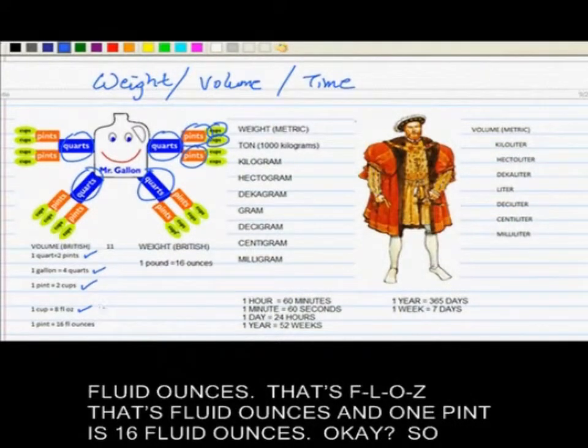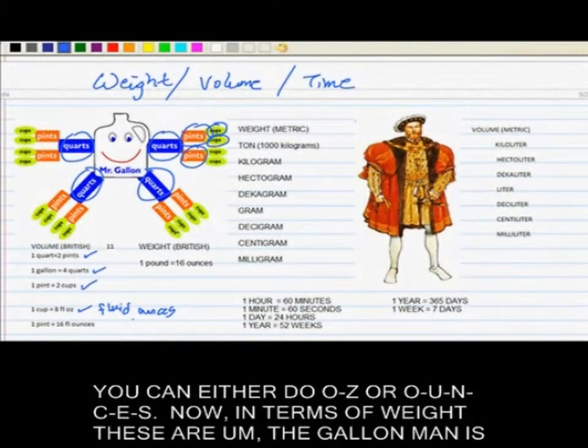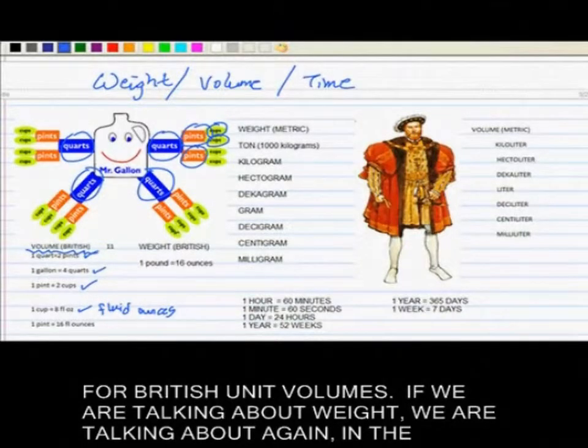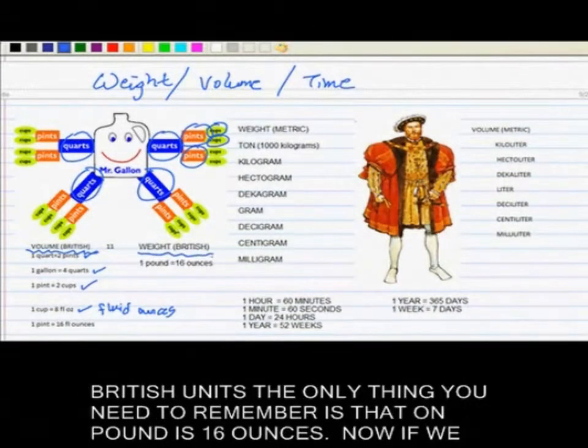That's FLOZ, fluid ounces. And 1 pint is 16 fluid ounces. Okay, so you can either do OZ or ounces. Now, in terms of weight, the gallon man is for British unit volumes. If we're talking about weight, again in the British units, the only thing that you need to remember is 1 pound is 16 ounces.